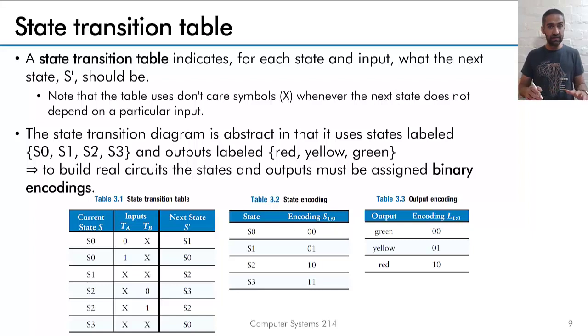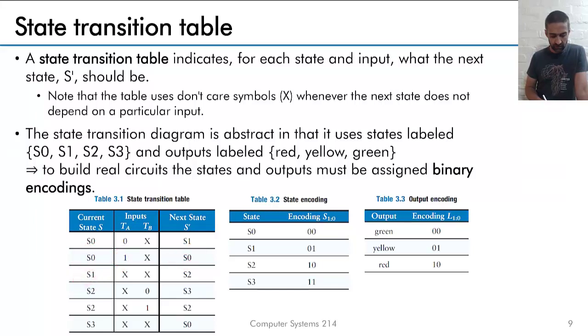The way this table is set up is it has the states on the left. For each one of the states, we have certain inputs that lead to certain next states. This is my state transition table. The way to read it: if I'm in state 0 and TA is 0, it doesn't matter what TB is, it'll go into S1. If I'm in state 0 and TA is 1, I'm staying in state 0.